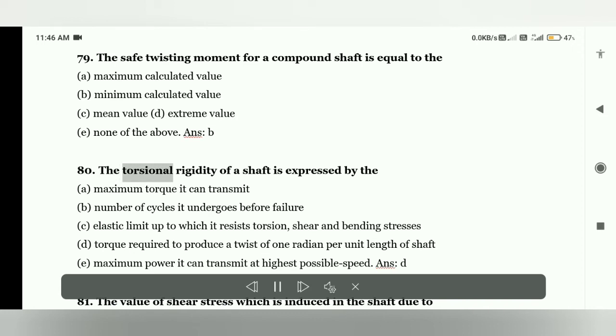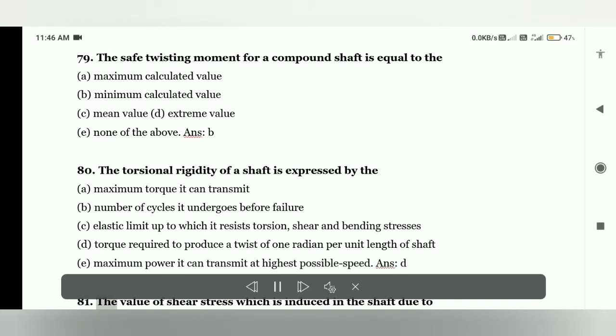80. The torsional rigidity of a shaft is expressed by: A, the maximum torque it can transmit; B, the number of cycles it undergoes before failure; C, the elastic limit up to which it resists torsion, shear and bending stresses; D, the torque required to produce a twist of 1 radian per unit length of shaft; E, the maximum power it can transmit at highest possible speed. Answer: D.